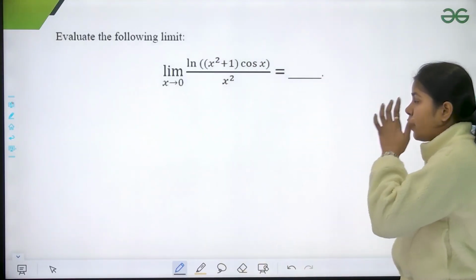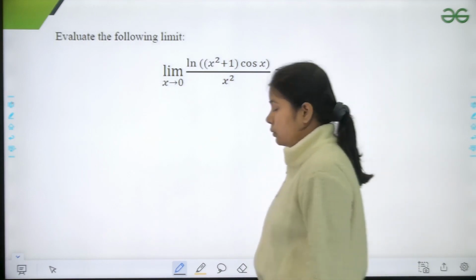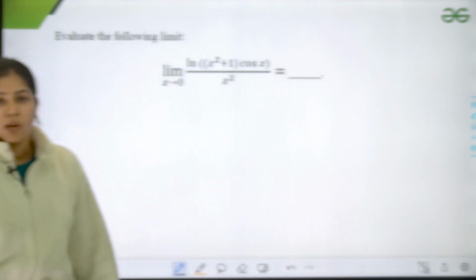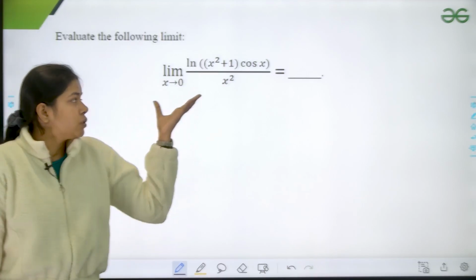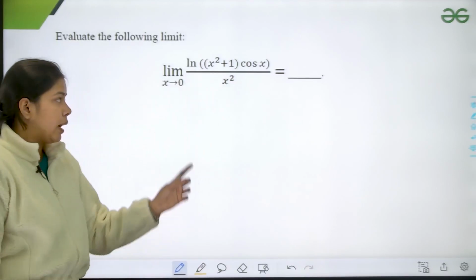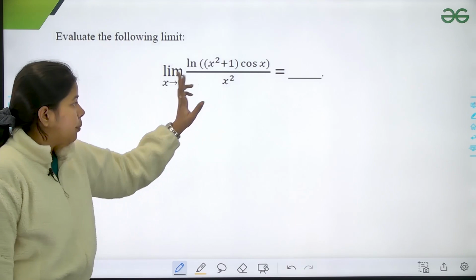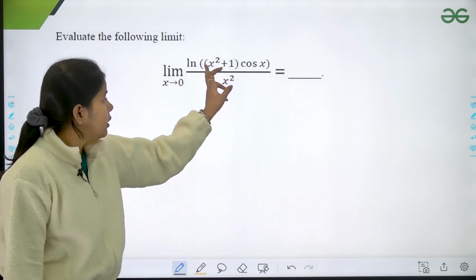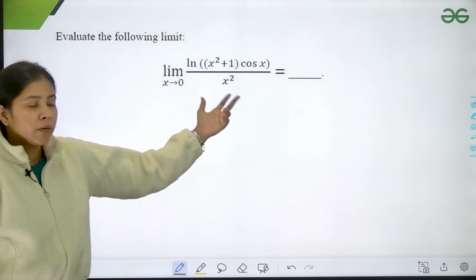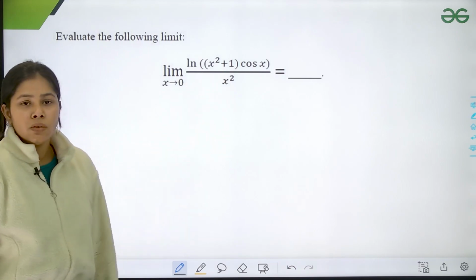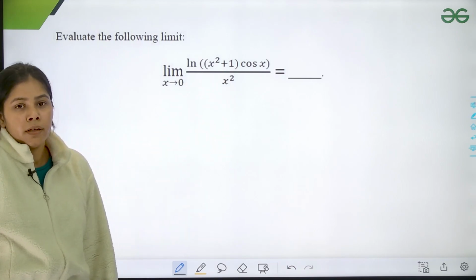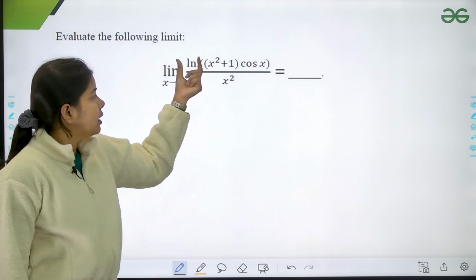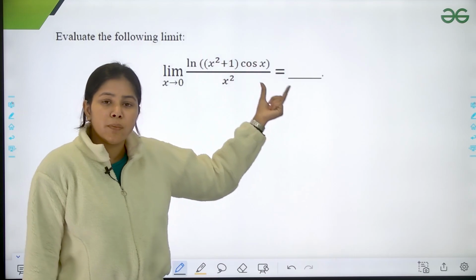Okay, so we have to find this limit here. It says limit x tends to 0 of log(x square plus 1) times cos x upon x square. If I put 0 here, it gives me 0 by log 0... sorry, log of 1 times cos 0, which is 1. Log 1 is 0, and 0 by 0 gives me an indeterminate form.